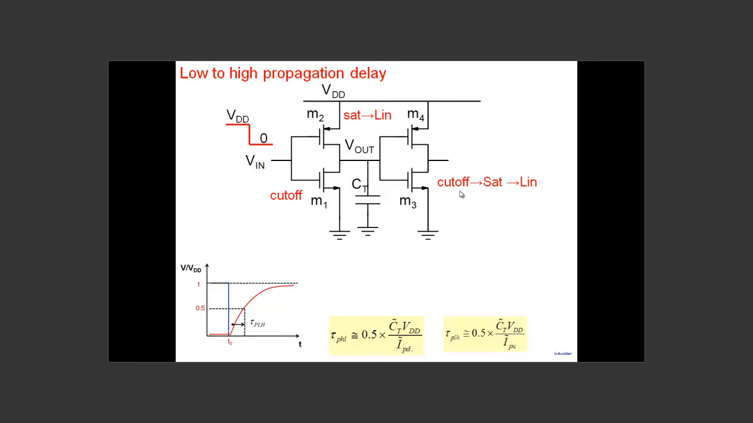Then it will turn on and may go into saturation and linear, so it turns into here. Similarly, this may start off in the linear region, and eventually, note that this is charging, so this will go to VDD here. And as it goes to VDD, this will turn off. So it starts from linear and goes to cutoff eventually.